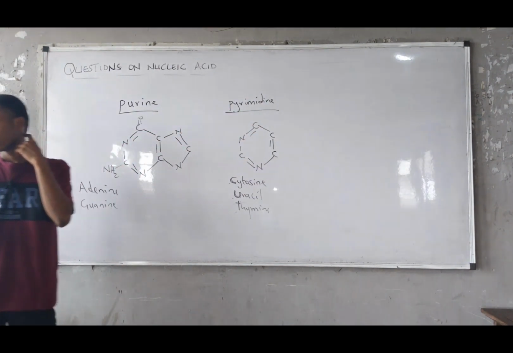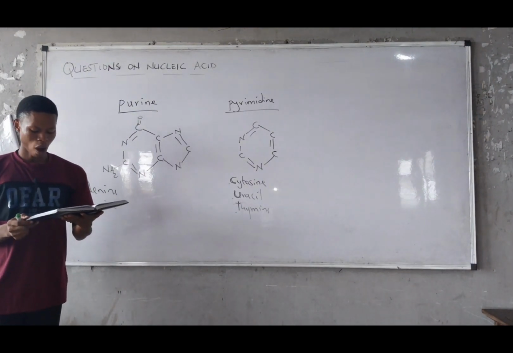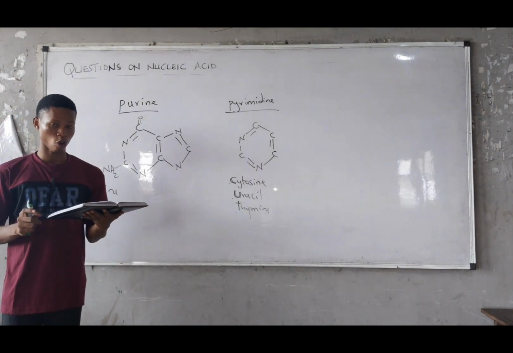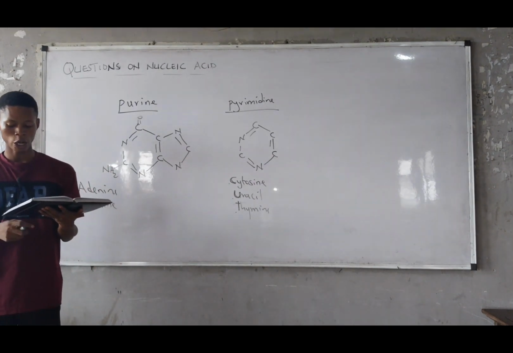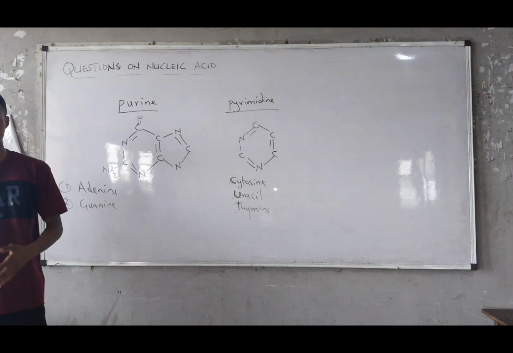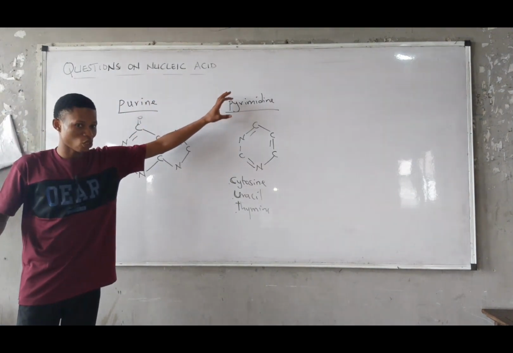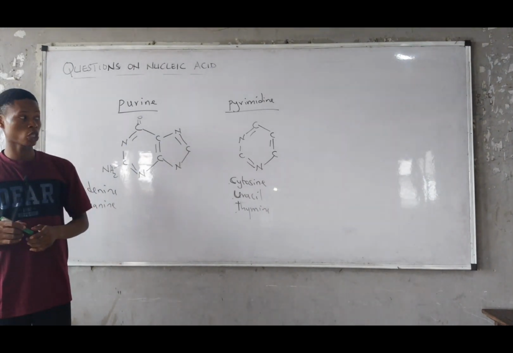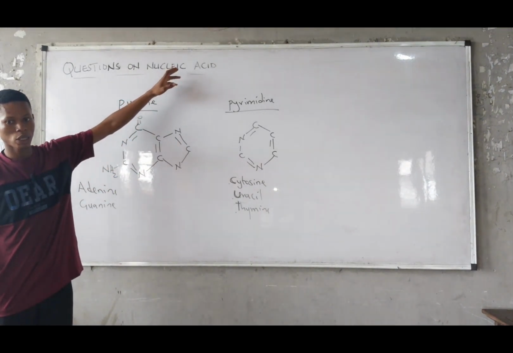That's that. Now the next question says, why is the biosynthesis of purine and pyrimidine critical for all cells? Now this is our purine and this is our pyrimidine. The question is asking, why is it critical? Why is it important for all cells? Now let's look at nucleic acid. I'll use that to explain this.